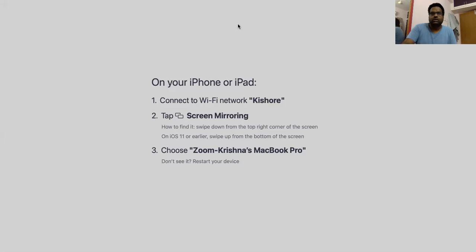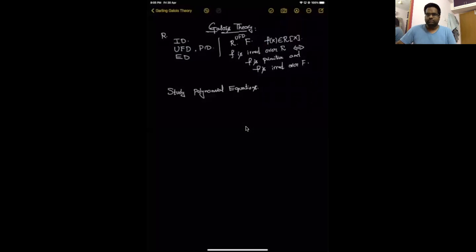One of the main topics of Galois theory is to find solutions of polynomial equations. So this is how it all started.